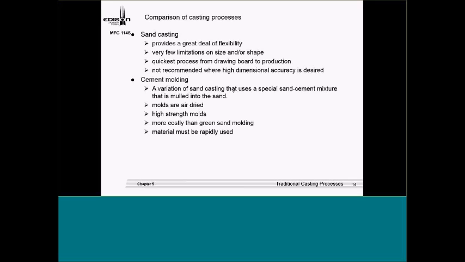You do have cement molding, and again, it's a variation of sand casting that uses a special sand-cement mixture that is molded into the sand. As the molds dry, they are very high strength, but it's more costly than green sand because of the process. The other limitation is that you really have to use it pretty quick because the material will rapidly become hard.